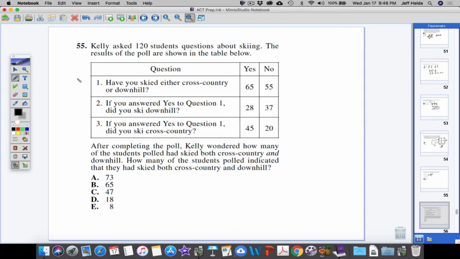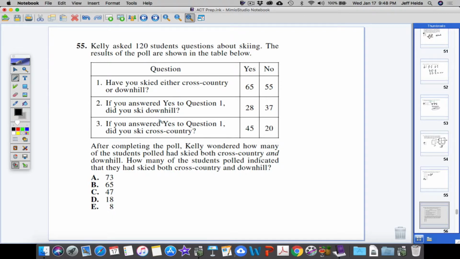Kelly asked 120 students about skiing. The results of the poll are shown in the table below. Have you skied either cross-country or downhill? 65 said yes. If you answered yes to question 1, did you ski downhill? 28 skied downhill, and 45 skied cross-country.